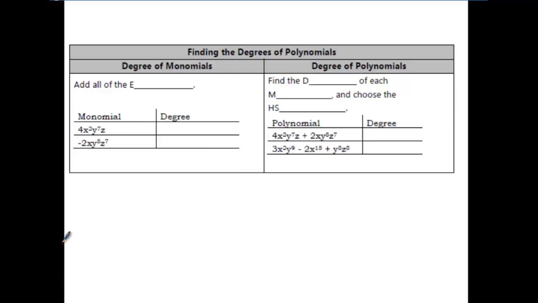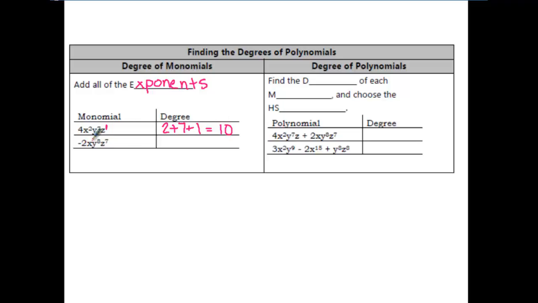Finding the degree of a polynomial is pretty easy. We're going to first add all of our exponents. So if we are dealing with just a monomial, one term, we're going to add all of the exponents together. So I see x squared, so we're going to do 2 plus y to the 7th, so 2 plus 7. And then the z, if it doesn't have an exponent, it's an implied 1. So z to the 1st power, we're going to add 1 more here. 2 plus 7 is 9, plus 1 is 10. So the degree of this monomial is 10.